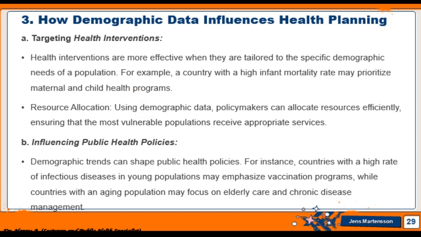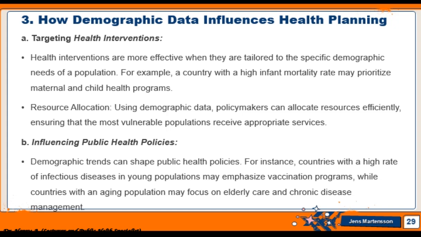Number one, targeting health intervention. And then we'll see the second one, number two, influencing public health policies. Now, in terms of targeting health intervention, remember we are talking about how this data influences health planning. When you have good demographic data, it will help you target good health intervention that is equitable. And the primary advantage of using this demographic data in health planning is the ability to target interventions very effectively. Take note of that, effectively.